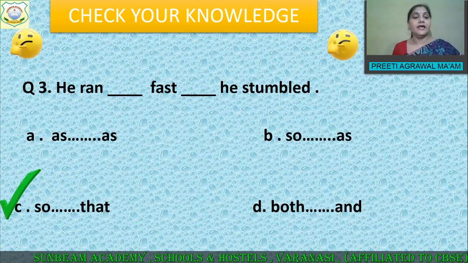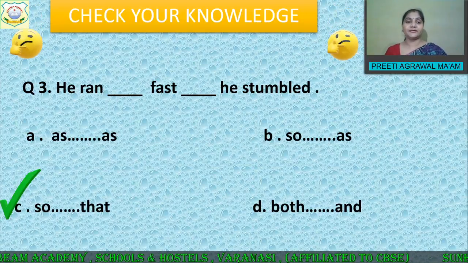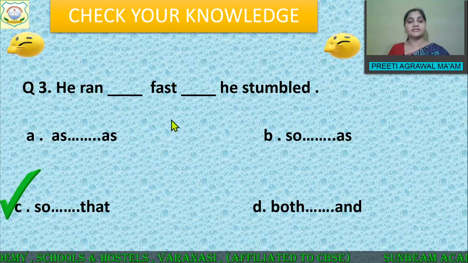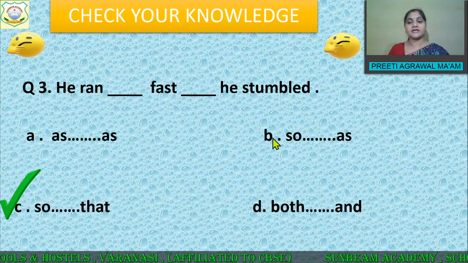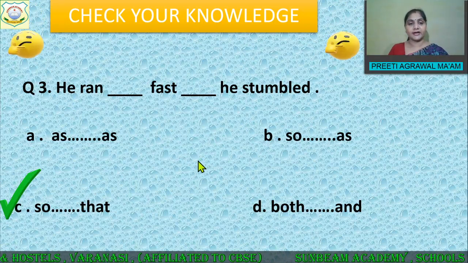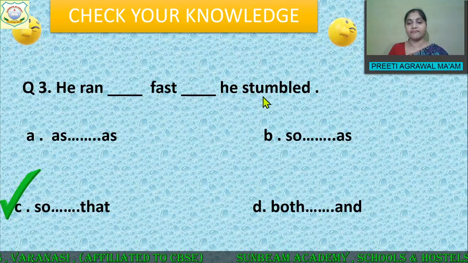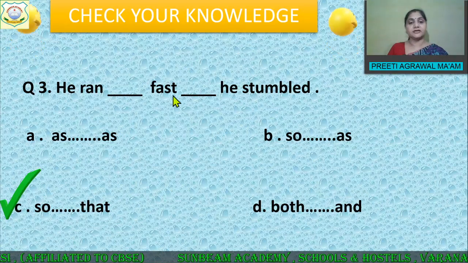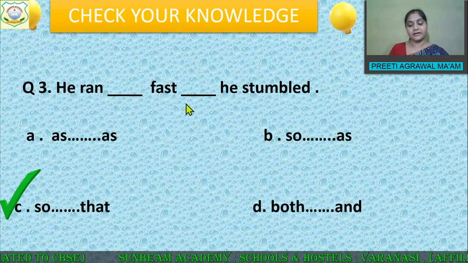See the answer. He ran so fast that he stumbled. You cannot write "he ran as fast as he stumbled." "He ran so fast as he stumbled" is also incorrect. "He ran both fast and he stumbled" will be incorrect. So, he ran so fast that he stumbled. This one will be fitting here only.